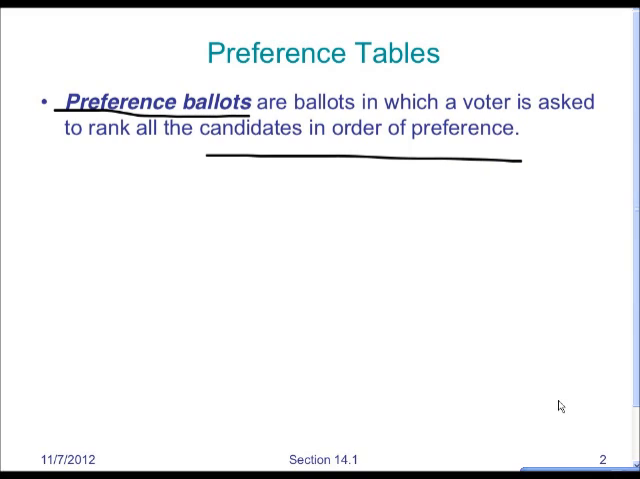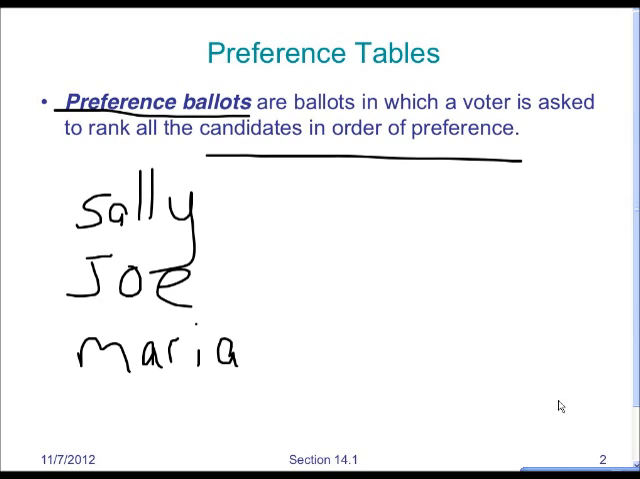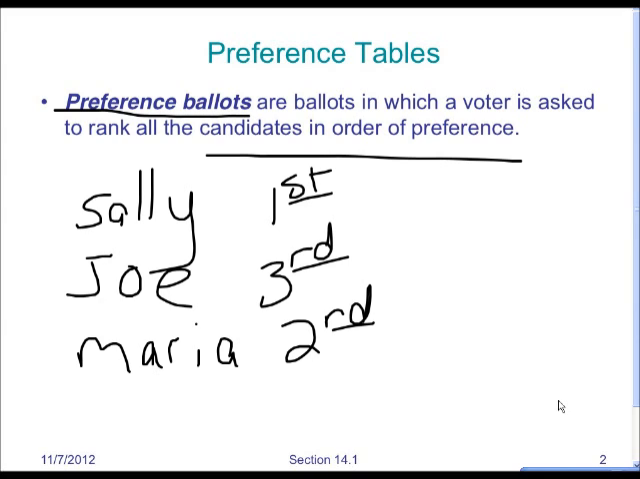For example, I have 3 people that are running for president: Sally, Joe, and Maria. What I'm going to do is rank in order who I would prefer to be the president and who I would least likely want to be president. So let's suppose I like Sally the best, so I'm going to give her first choice. My second choice for president is Maria, because I like her better than Joe, and I really don't care for Joe, so he's my third choice for president. So this would be an example of a preference ballot.